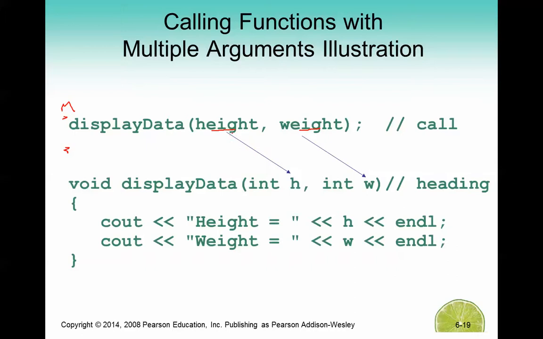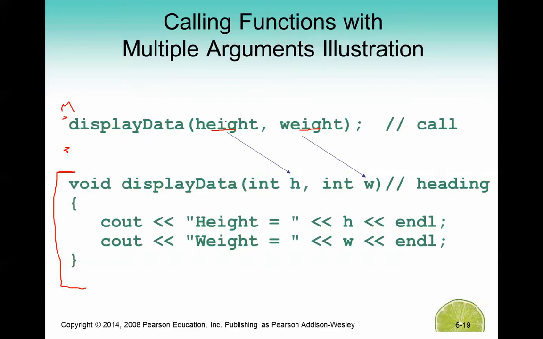So we're sending two values. These are the arguments, right? We call them the arguments. This is the function that is in a separate area, okay? And we have display data. The name matches, so I know that is correct.